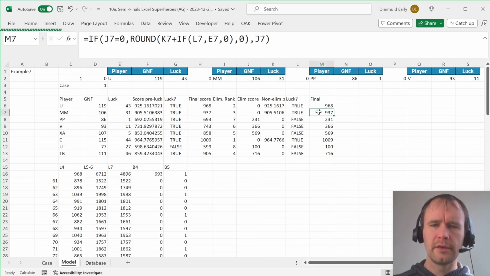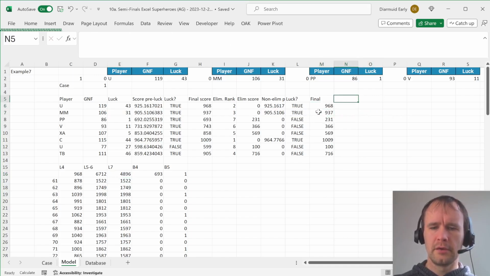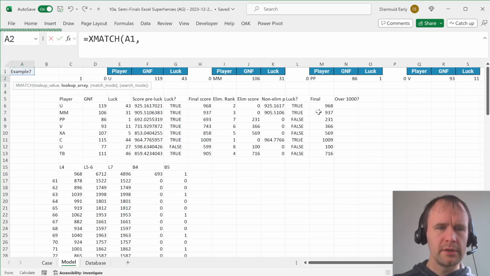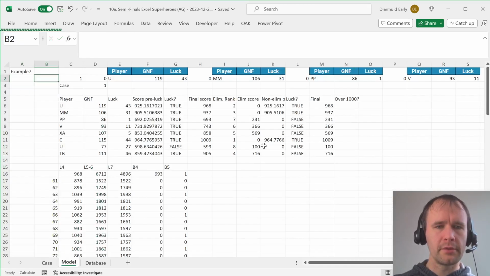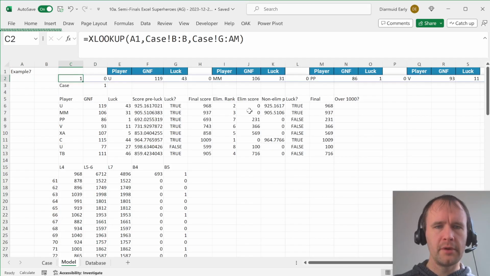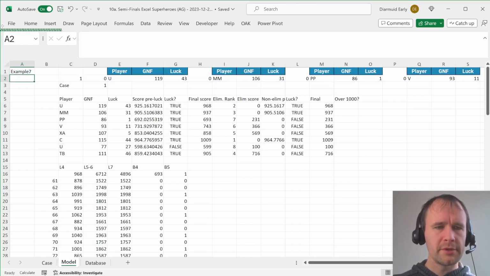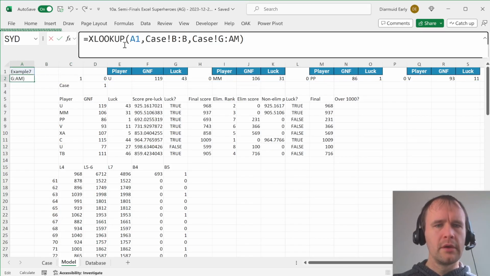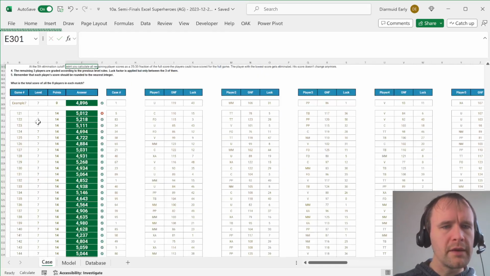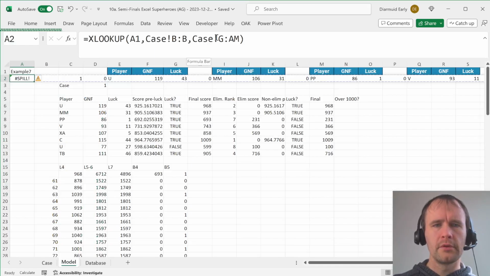Okay, so then I guess I'm just going to say over 1,000. Let's see. I'm going to X match this against. Actually, no. What I wanted is to XLOOKUP and get the game number, or the level number, sorry. So level is in column C. They're returning from C.